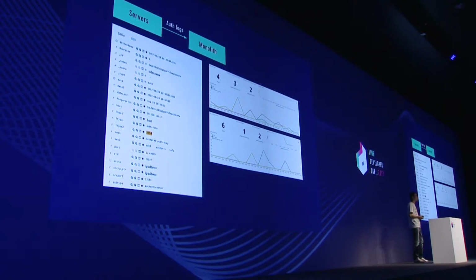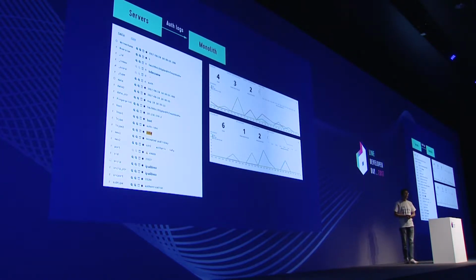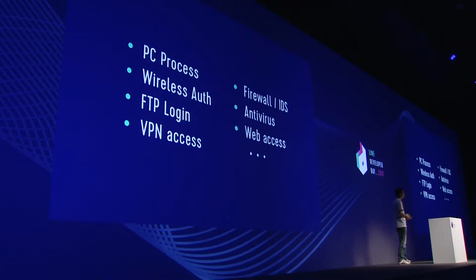And which system had the SSH communication to our servers? Is it successful? Did it fail? We're always monitoring the status. And if there is a malicious communication happening on the server, we check the status of SSH. Are there any anomalies happening on the SSH side? And also, PC process, wireless authentication, FTP login information, VPN access. All these are visualized, and we monitor the information.